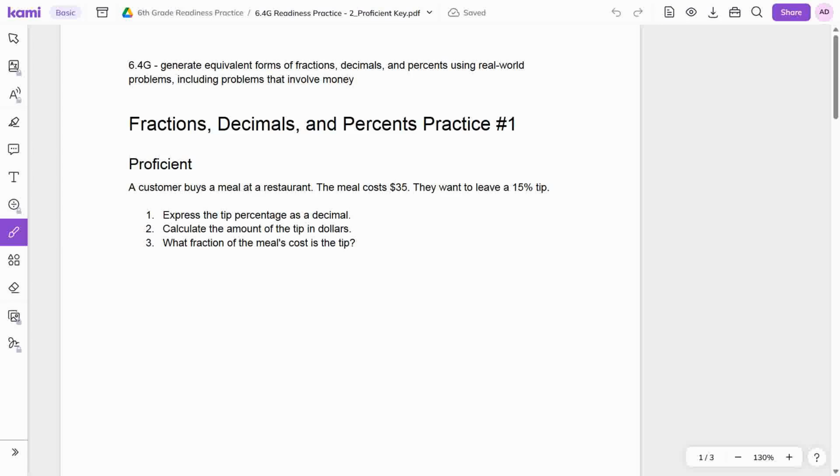Today we are looking at the sixth grade concept of fractions, decimals, and percents. This is 6.4G Readiness Practice, the Proficient version.